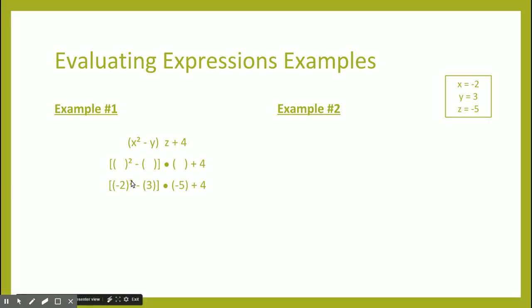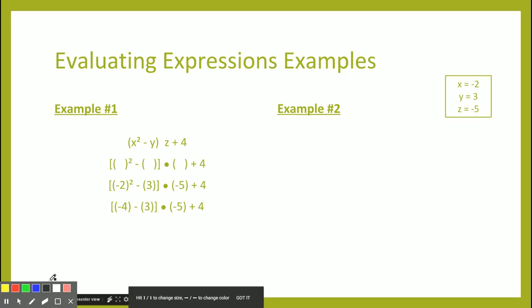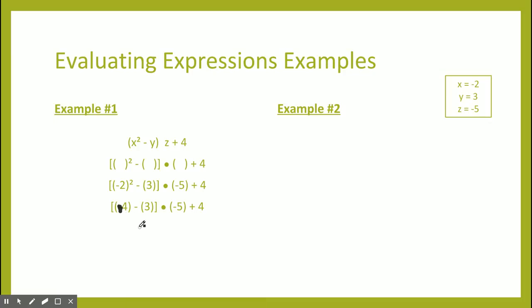Now -2 to the second power is -2 times -2. And so that is +4. Oops, and so that one's actually a little bit off on this answer. Let's kind of scratch that out. So it's going to be a +4 minus 3. And I'm going to rewrite out the rest of this answer because I know it's going to be wrong in a second. So 4 minus 3 is 1 times the -5.